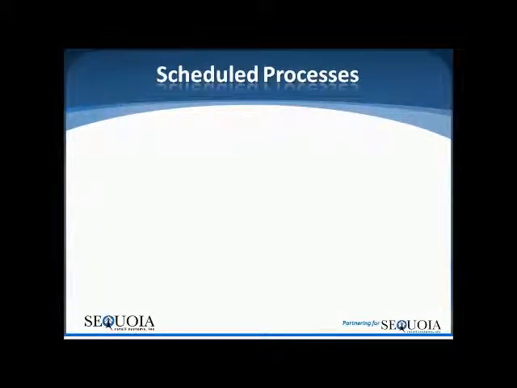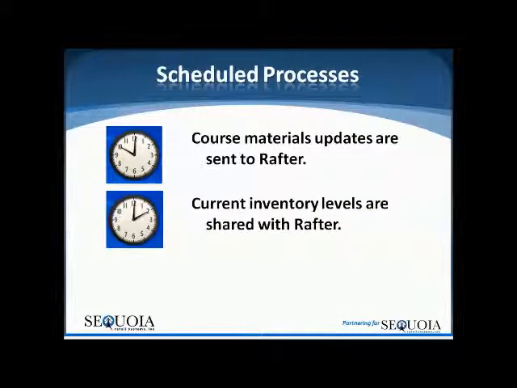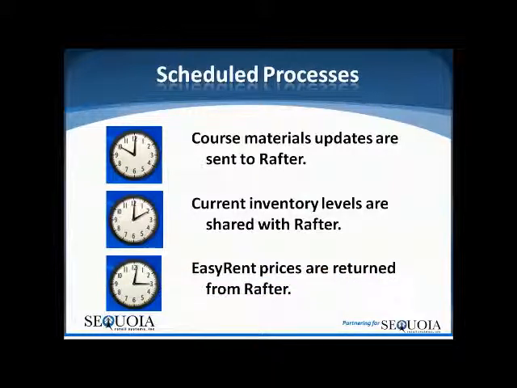Upon configuration, there are three processes that share information between your system and Rafter. At 10 p.m., any new course requisitions or new course materials are sent to Rafter for consideration with EasyLink pricing. At 2 a.m., current inventory levels are sent to Rafter for use in analyzing future EasyLink prices for yours and other stores. Finally, at 3 a.m., your local EasyRent prices are refreshed based on information that's returned from Rafter.